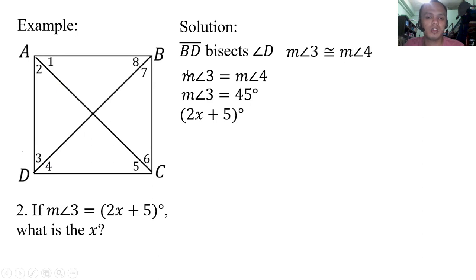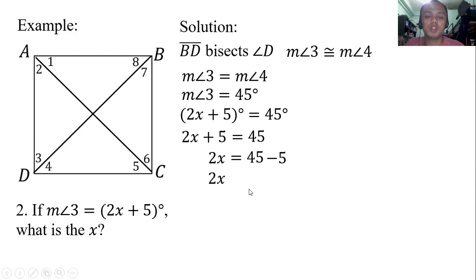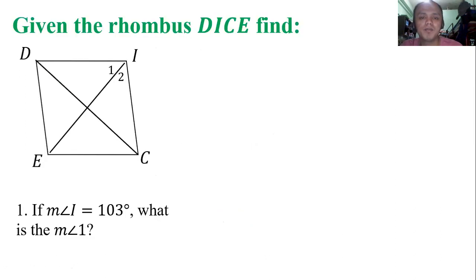Now, substitute natin measure of angle 3, 2x plus 5 equal to 45. No? Tanggalin natin itong degree symbol. Then transpose 5 to the other side. We have 2x equal to 45 minus 5, which is 40. Then divide both sides by 2. Cancel this out. We have x is equal to 40 divided by 2. We have 20. Okay? That's it, no? Exercise tayo.